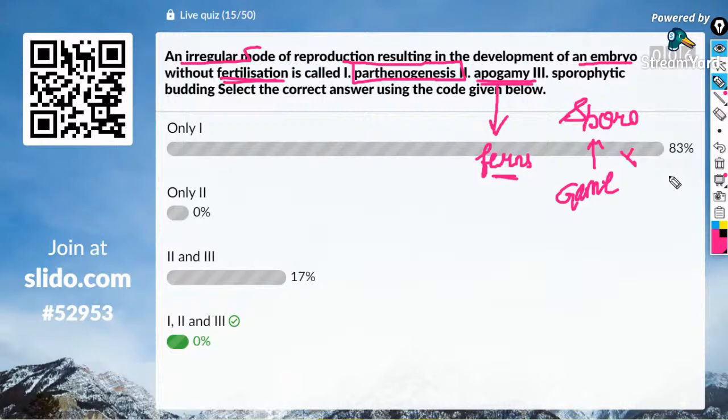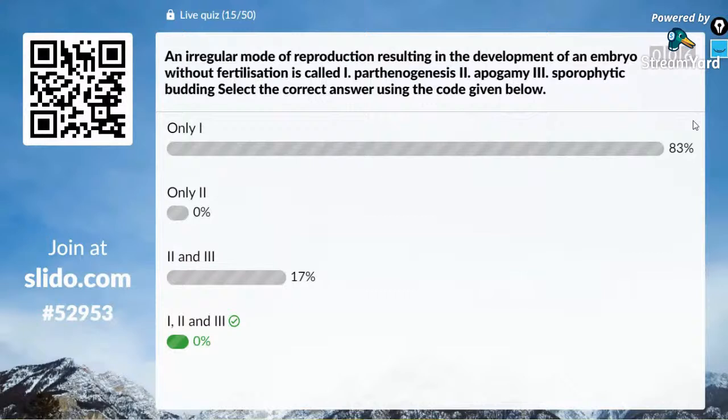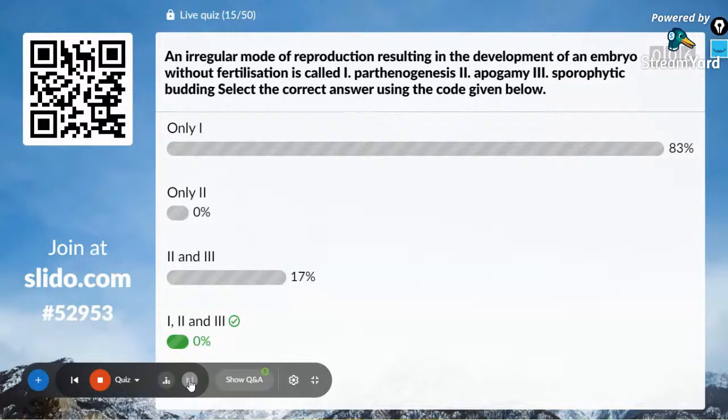Next term, sporophytic budding. It is the adventitive embryony. Apomixis, sporophytic budding. Apomixis, you studied about apomixis in Class 12, second chapter. Exactly. So options 1, 2, 3 are the different modes of reproduction where, without fertilization, an embryo is developed. Next question.